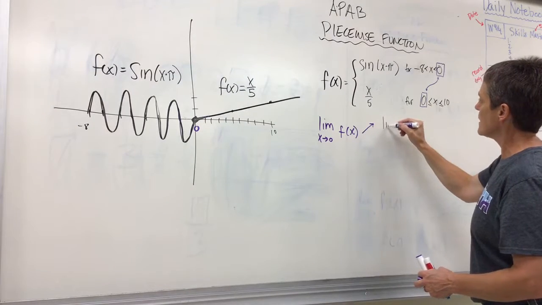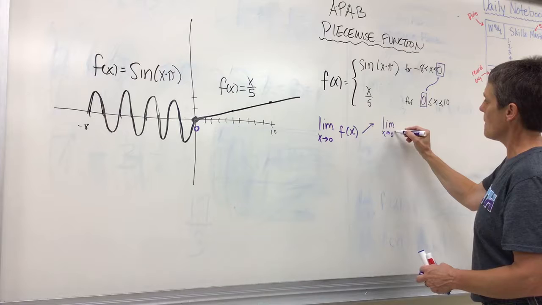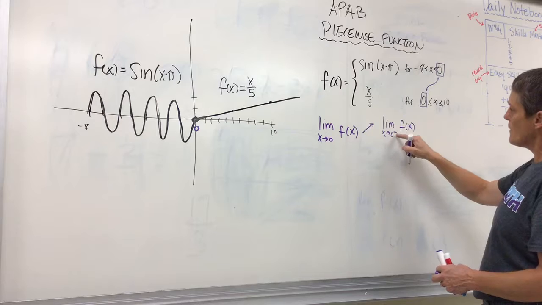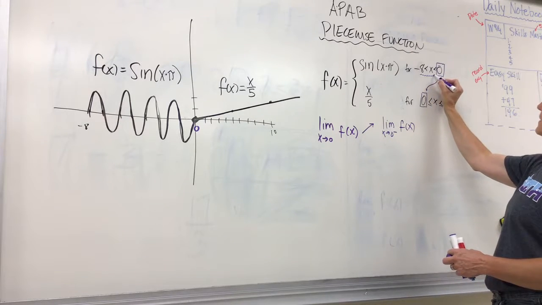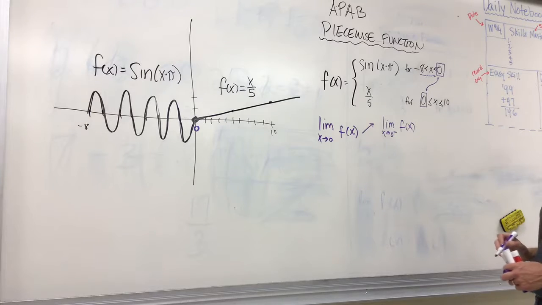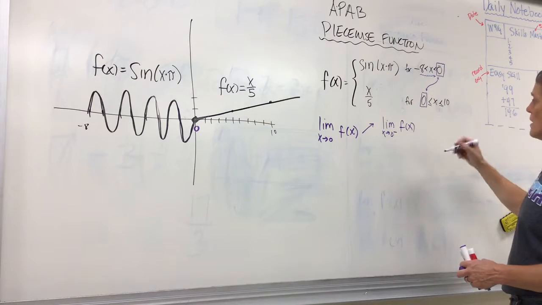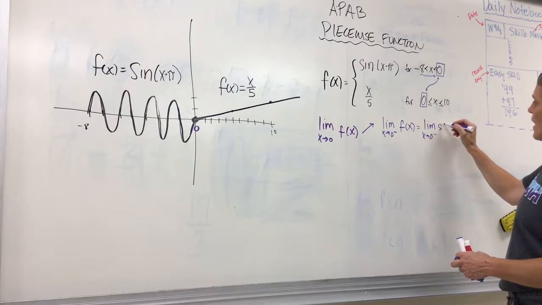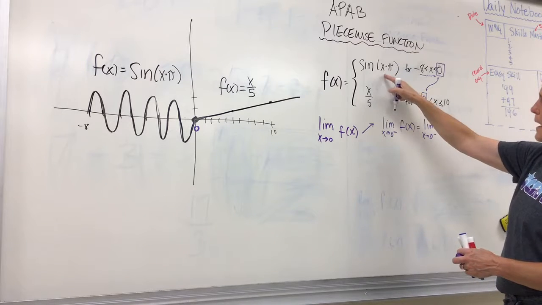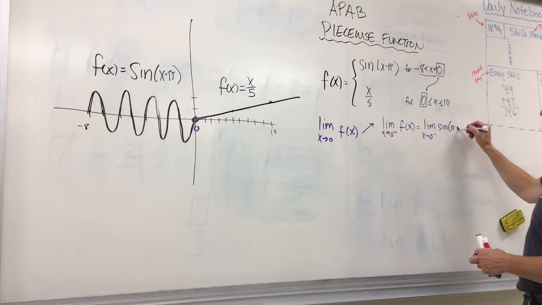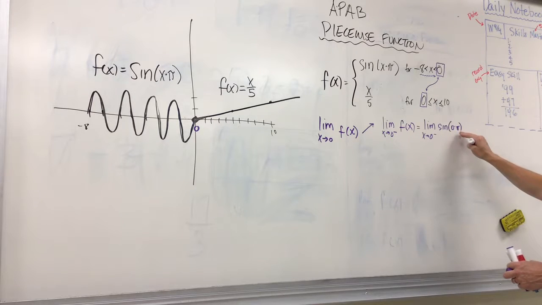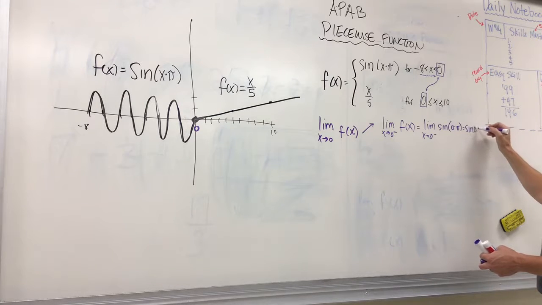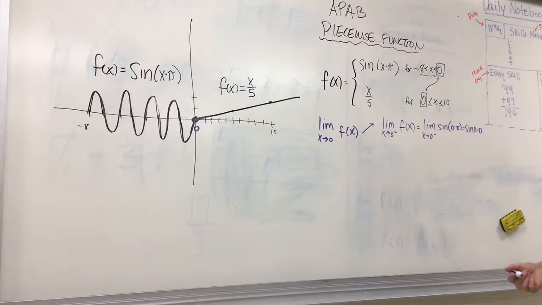My left hand limit means approaching 0 from the left, or the littler values, so it's going to look like the limit as x approaches 0 minus of f of x. If I'm approaching from the little values, I'm approaching 0 from those negative values. So I'm on the sine function. That means I am evaluating the sine of x times pi, and x is 0. So 0 times pi, and of course 0 times pi is just 0. And so we need to evaluate the sine of 0, which equals 0. So that was my left-hand limit.